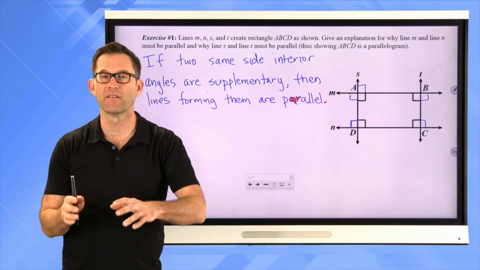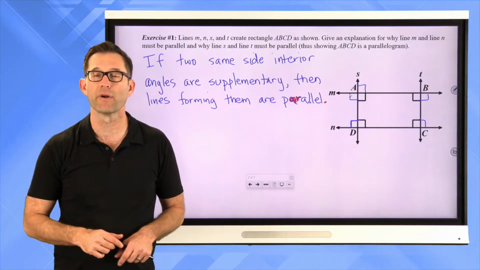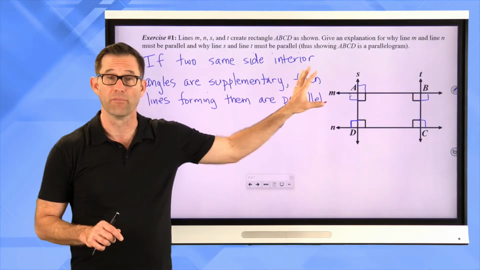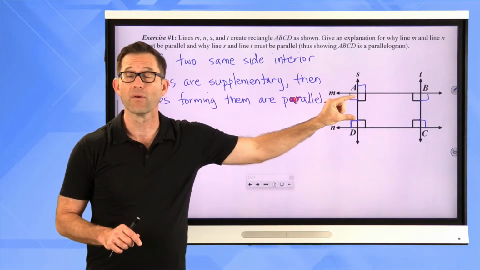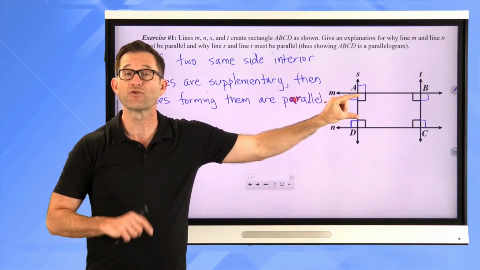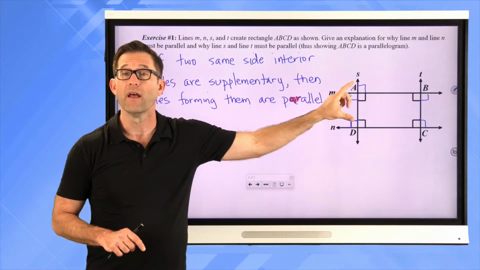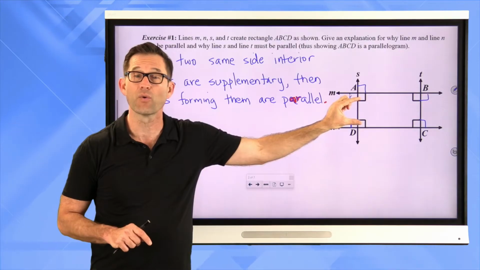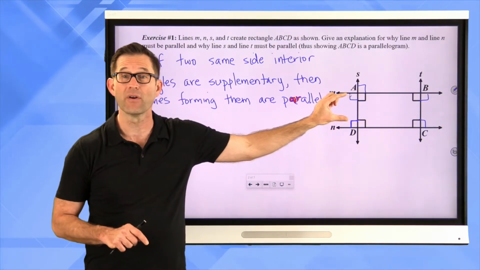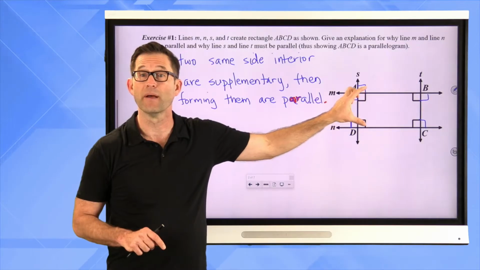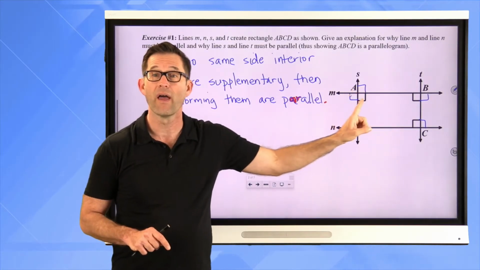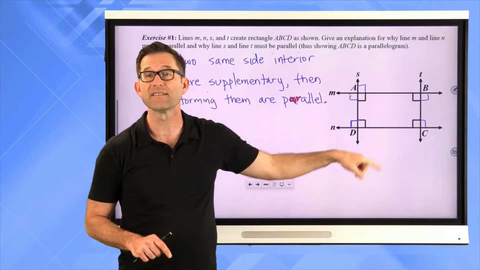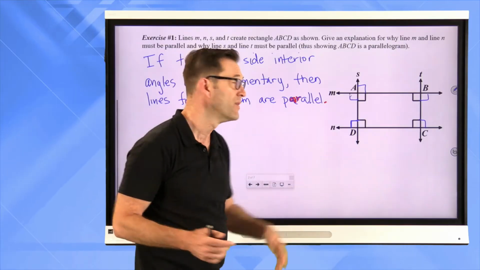Then we can go with the same side interior angles being supplementary also making the lines parallel. This was actually the main way that Euclid proved that lines were parallel. If 2 angles that were on the same side of a transversal were supplementary, then the 2 lines forming them would have to be parallel. And of course, 2 90-degree angles are supplements of each other. So because these 2 angles are supplements, M and N have to be parallel. And because these 2 angles are supplements, S and T have to be parallel, right?